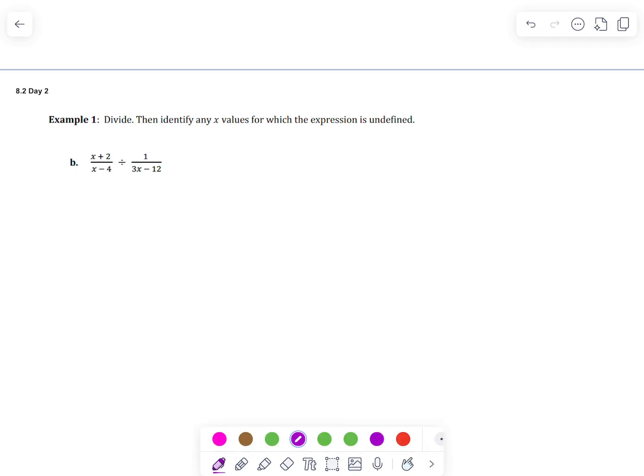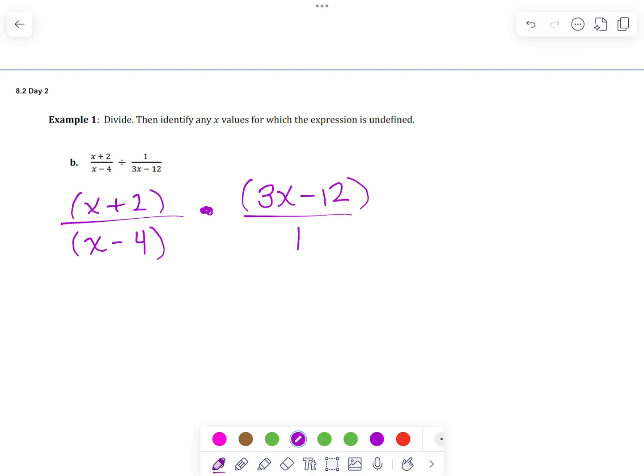A second one. So we have an x plus 2, so we keep the x plus 2 over the x minus 4. Then we're going to change to multiplication, and then we're going to flip the 3x minus 12 over 1. Now before we begin multiplying across, we see if any common factors. Well, we can change this to a 3 and then x minus 4. We just factored that numerator by GCF.